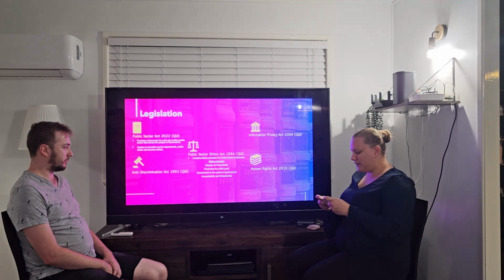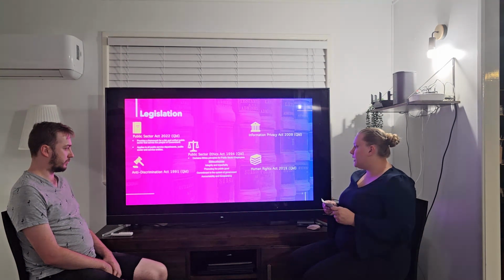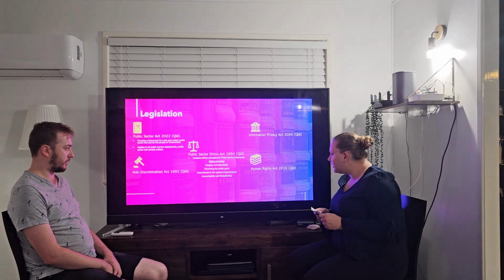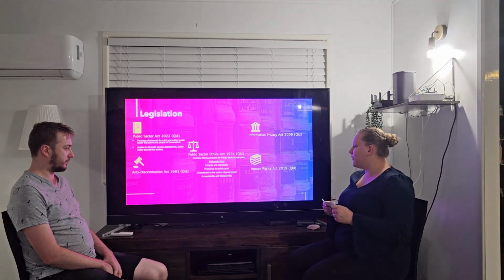Public Sector Ethics Act 1994 Queensland. The purpose of this act is that it sets out the ethics principles that each public sector employee should embody and follow. These ethic principles are considered fundamental in the function of an effective public administration and provide the basis for codes of conduct for public service agencies, public sector entities, and public officials. These ethic principles are as follows: integrity and impartiality, promoting the public good, commitment to the system of government, accountability and transparency.